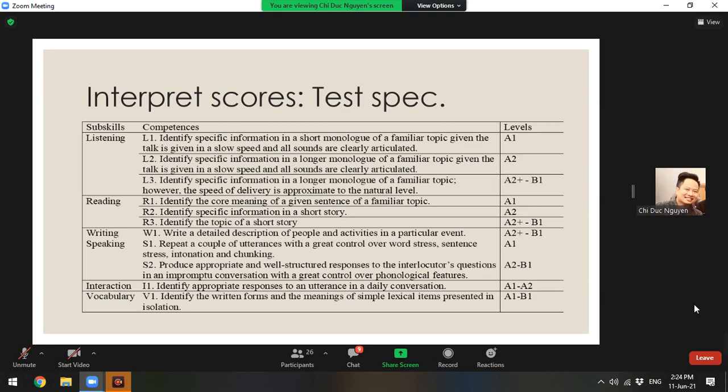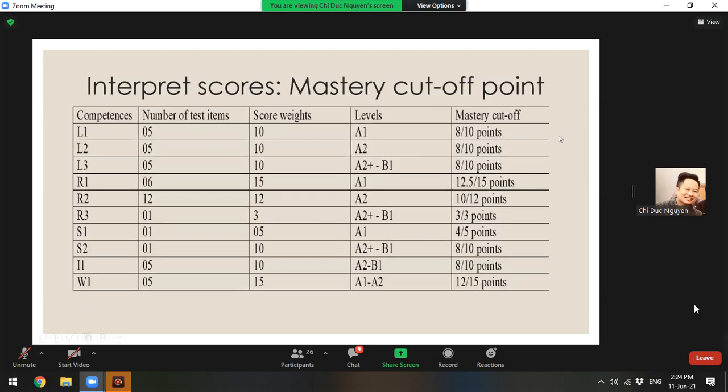And after that, we have to base ourselves on the mastery cutoff point. Yeah, so what does this mean for mastery cutoff point? Yeah. Okay, so for example, for A1 level of listening, what does this mean for mastery cutoff point over here?